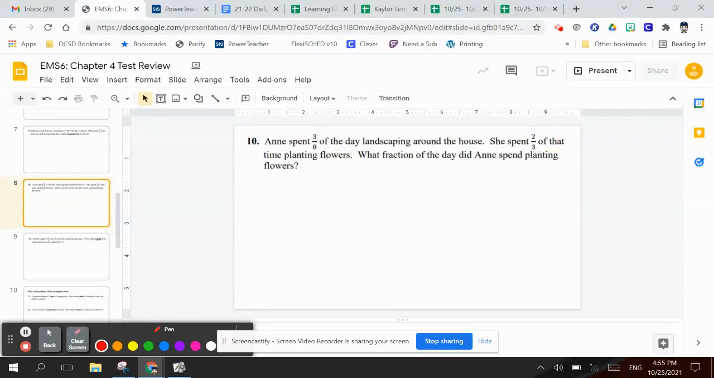Number 10, Suzanne spent 3/8 of the day landscaping around her house. She spent 2/3 of that time planting flowers. What fraction of the day did she spend planting flowers? So 3/8 of the day is the total. She spent 2/3 of that. Of tells me to multiply.